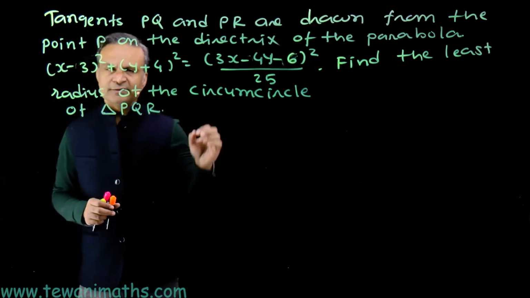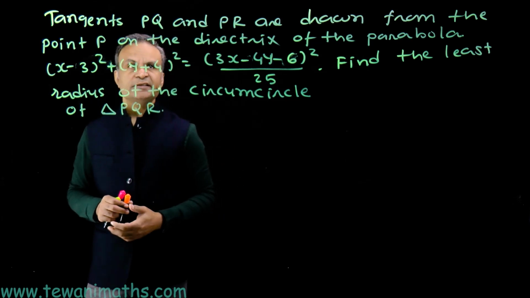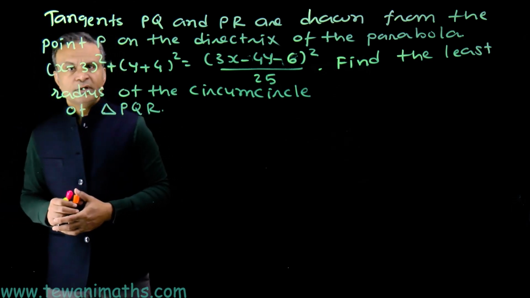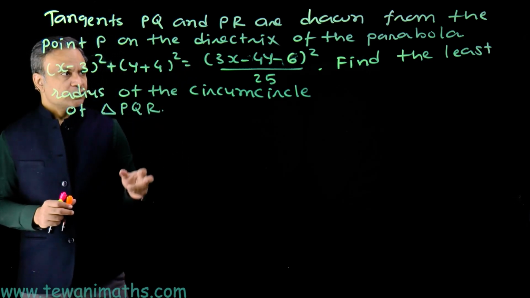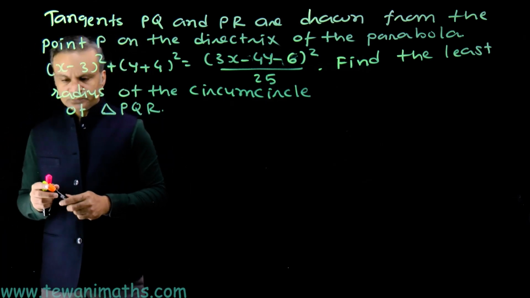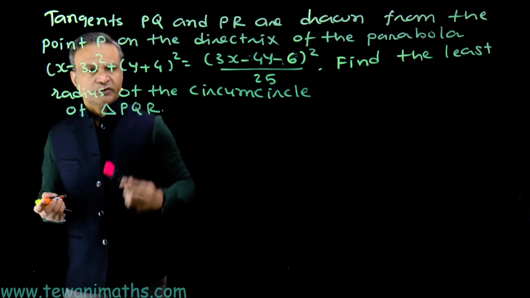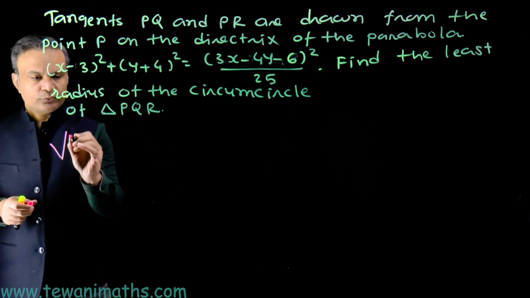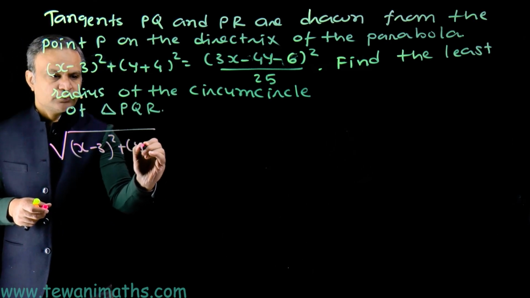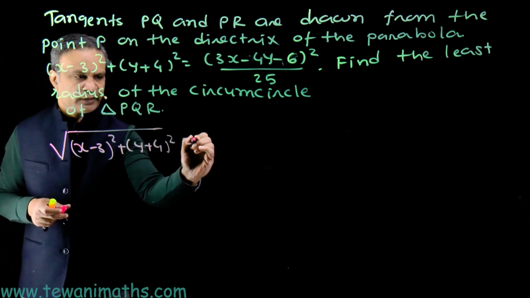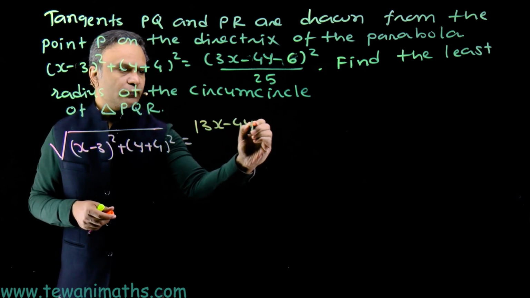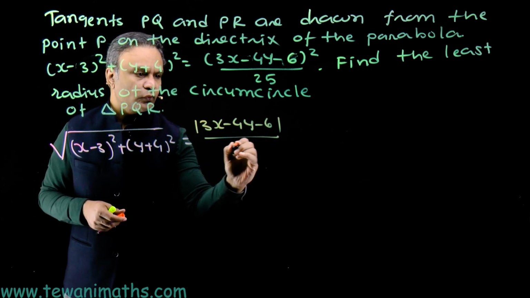So here we are making use of this formula which we did in straight lines. Now here we have a very nice conceptual question. Question is: tangents PQ and PR are drawn from the point P on the directrix of the parabola. We have this parabola. Then find the least radius of the circumcircle of triangle PQR. We have this equation of parabola. We take square root both sides. Equation becomes square root of (x minus 3) whole square plus (y plus 4) whole square is equal to modulus of (3x minus 4y minus 6) over 5.